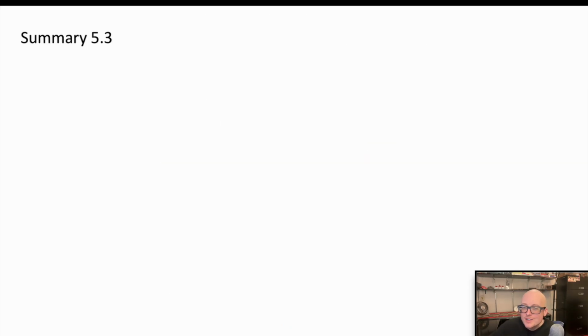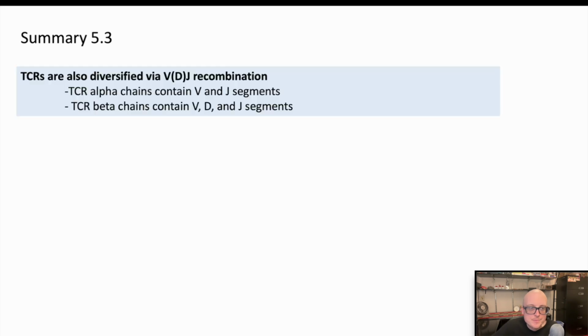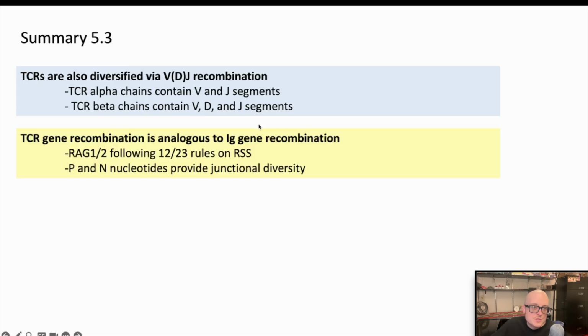Okay, let's summarize this final video about VDJ recombination. We saw that TCRs, just like immunoglobulins, also use V, D, and J segments. Alpha chains were analogous to the immunoglobulin light chains in that they use V and J, whereas the TCR beta chains were analogous to the heavy chains of the immunoglobulin, and they use all three V, D, and J segments. And we saw that TCR gene recombination is analogous to the processes that happen for immunoglobulins.